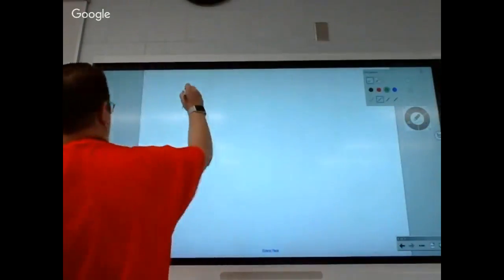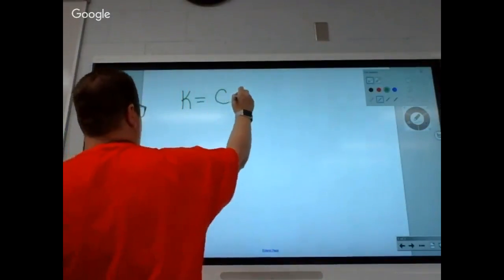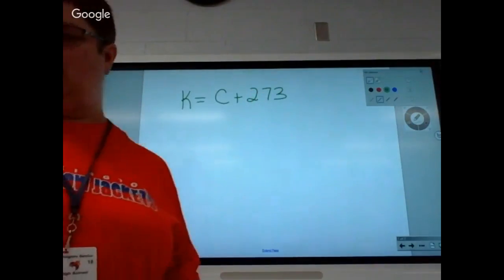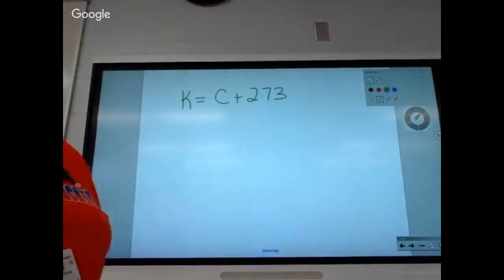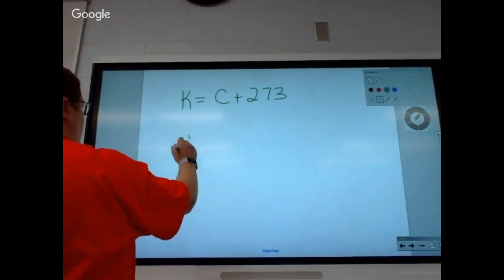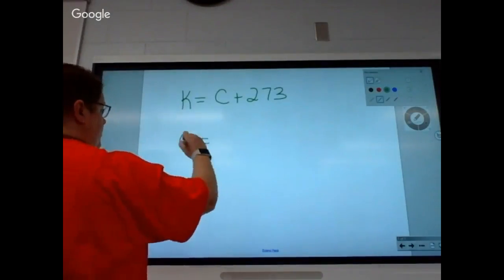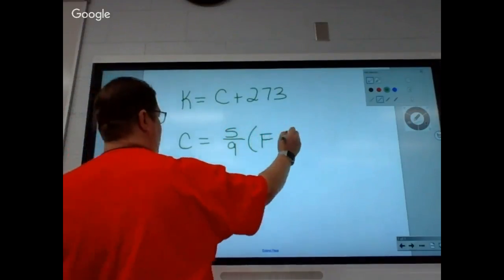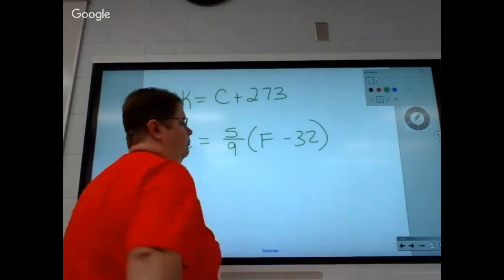Now, one of them is already there. You don't need to write this one because it's already there. Everybody see that one? We're going to learn to use this one on Monday. It's already there for you. All right? Now, the one you want to add is C equals 5/9 (F minus 32).